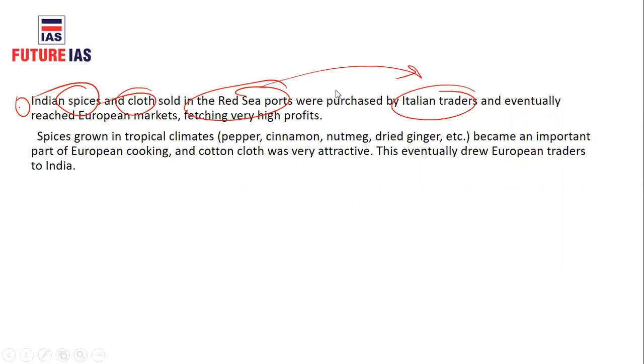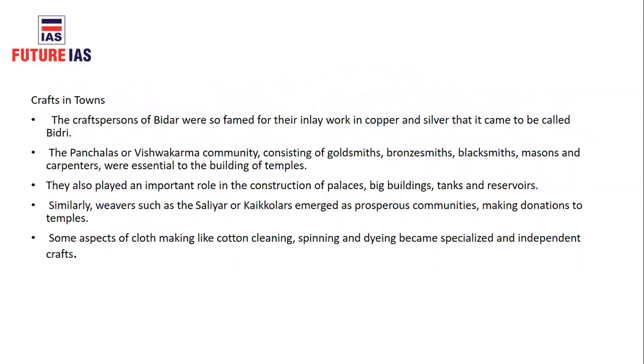And this eventually led to the Eurasian or European markets, which fetched very high profits, right? Tropical spices like pepper, cardamom, ginger, and dried ginger were a very important part of European cooking. Even cotton clothes were very attractive in the European market. So this eventually drew the attention of European traders to India, and India exported these items to Europe in the ancient period of time.